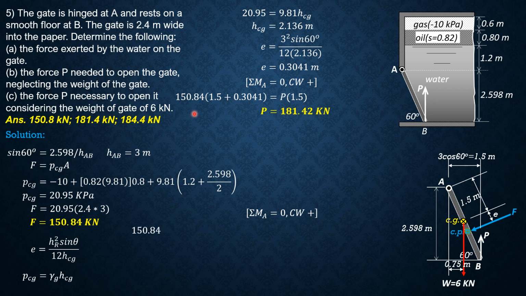So summation of moments about point A equals 0, clockwise positive. So we have 150.84 times the quantity 1.5 plus 0.3041, plus 6 kilonewtons times 0.75, equals P times 1.5. So solving for P, P is 184.42 kilonewtons. Or in short, because the weight acts at the CG, half of 6, which is 3, is transmitted to A, the other half is transmitted to P. So that's why the P required here is now 181.42 plus 3, so that's why it's 184.42.